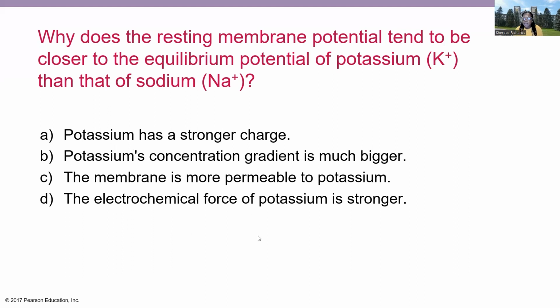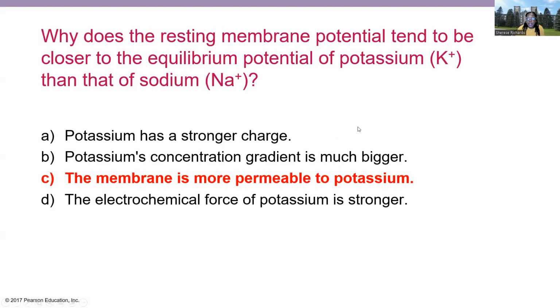Okay, let's see what B says. Potassium's concentration gradient is much bigger. Not necessarily. Potassium concentration gradient is much bigger in what way, right? The concentration gradient for potassium is actually out of the cell, and then it has an electrochemical gradient in the opposite direction. So its concentration gradient is not necessarily bigger. And that potassium has a stronger charge is not true as well. They're both positively charged cations, okay? So the answer here is C.